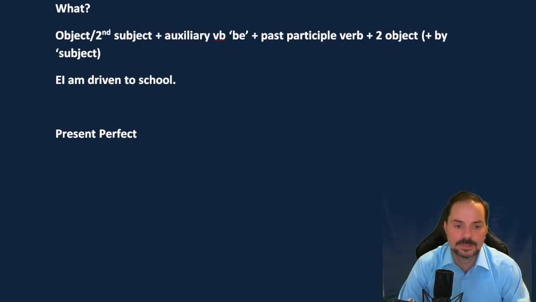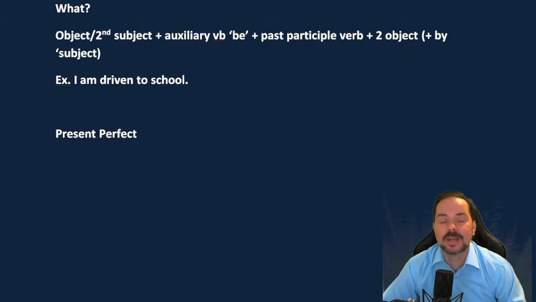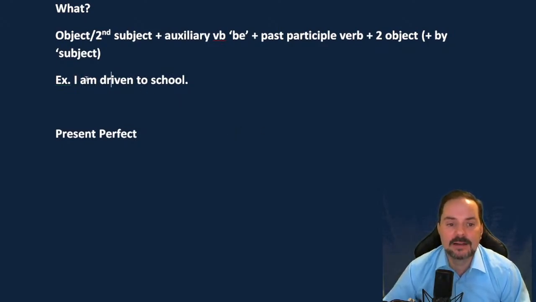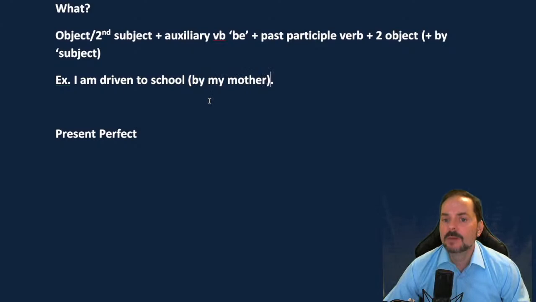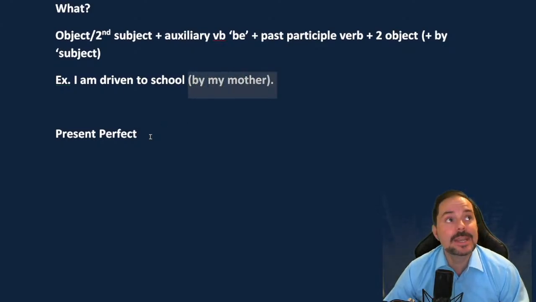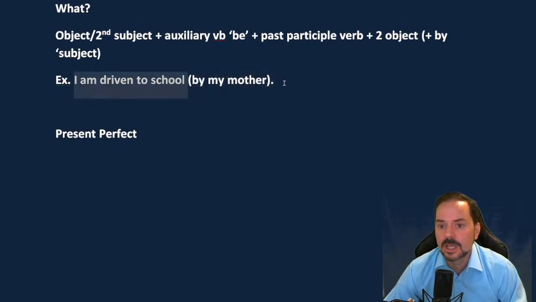I am driven to school each morning, maybe each day. Okay, so I am driven to school. We have the second object or the object or the second subject here. We have the be verb, and then we have the past participle driven, and we have the object or the second object, school. So I am driven to school. Now I can finish this sentence by saying by my mother. Okay, but it's not necessary. So by my mother is not necessary for this sentence. I can simply just say I am driven to school.